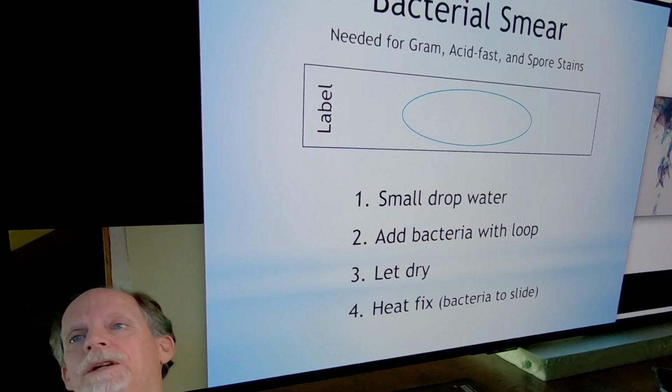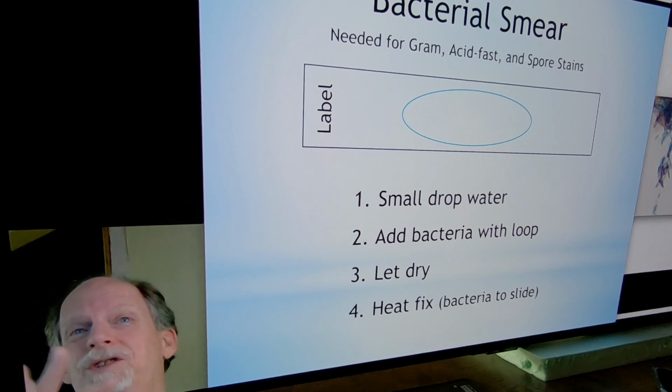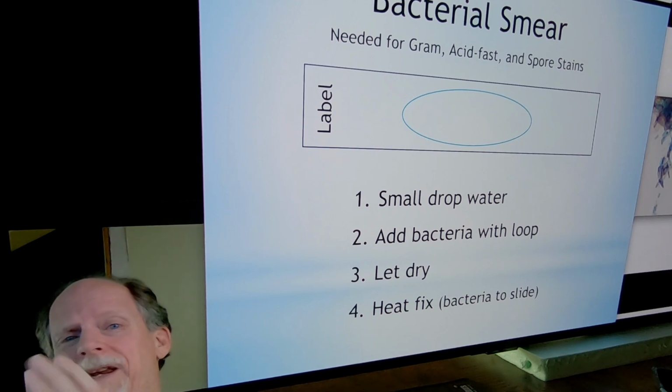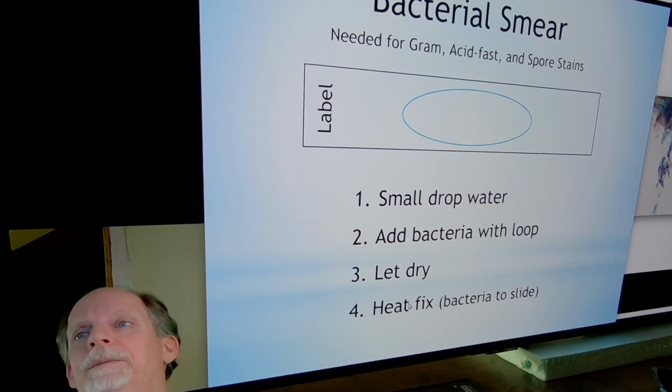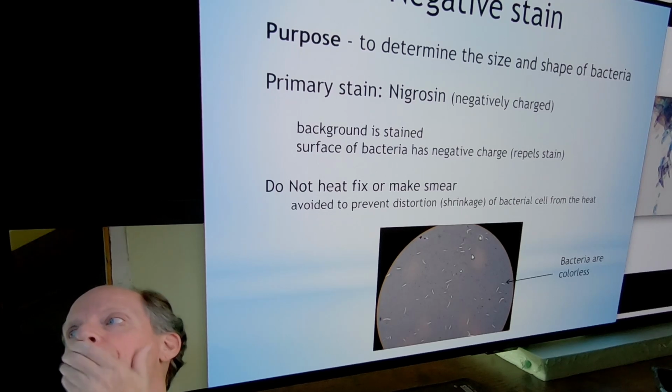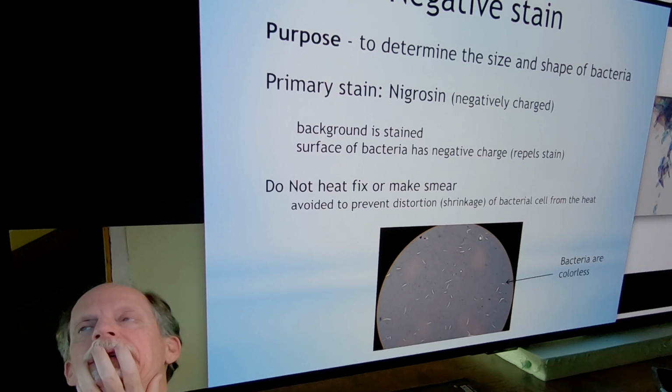When you heat fix a smear down here, it's to attach the bacteria to a slide. There's not going to be a station about the smear, but you might get a question. I think one station is just questions without any figures, so I might ask you about heat fixing.